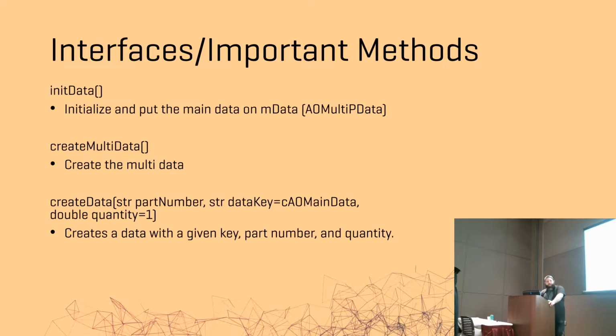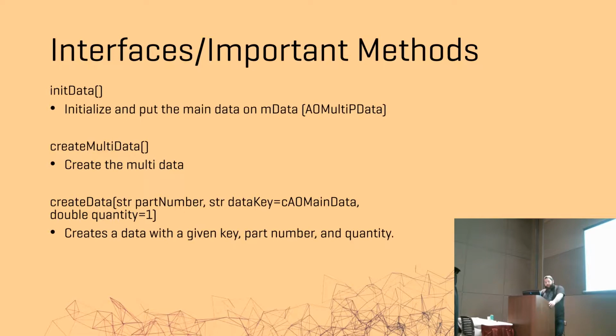So now I'm just going to go down the interfaces we have on these classes, with a little bit of info about them. If you've worked with DsPData before, a lot of these will probably seem pretty familiar. So we have our init data, which just initializes and puts the main data on our multi-data. We have our create multi-data, which just creates the multi-data. So if you subclass the Abstract Office multi-P data, or if you have your own multi-data you want to use, you create it here.